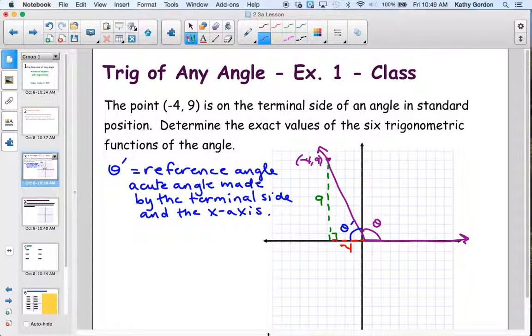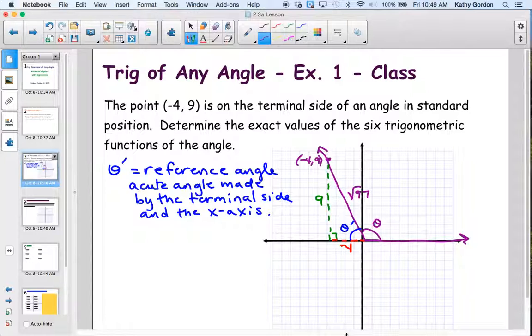Okay, got it? The hypotenuse is going to be from the 0, 0 out to my -4, 9 point. Root 97. Can that be simplified any more than that? Yeah, I don't think so. So we're just going to keep it root 97. Okay?